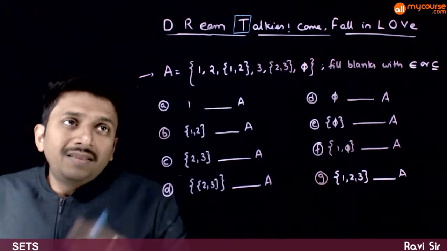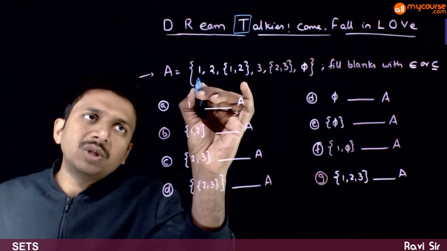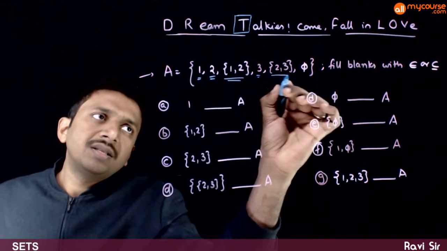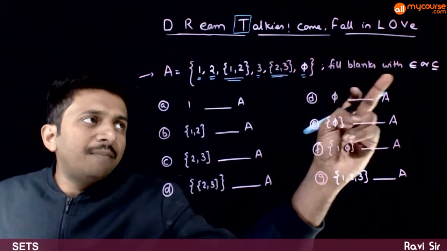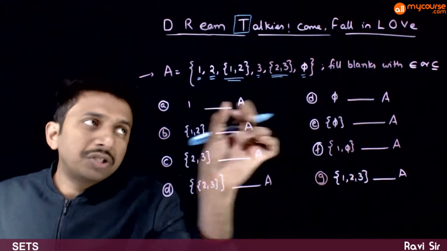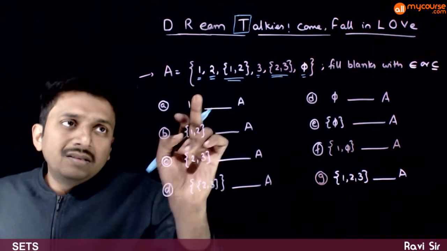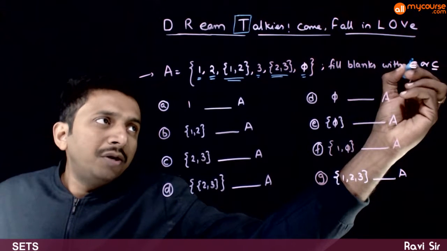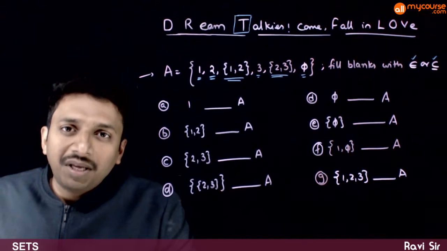So now, in this question, we are given that the set A is a set containing elements 1, 2, set {1, 2}, 3, set {2, 3} and 5. And you are asked to fill the blanks with either belongs to or subset of. So let us look at the first one. So I want you to just remember what belongs to and subset mean.